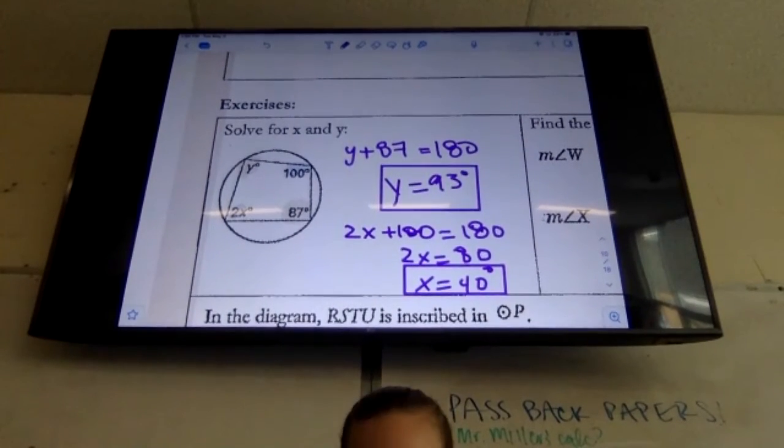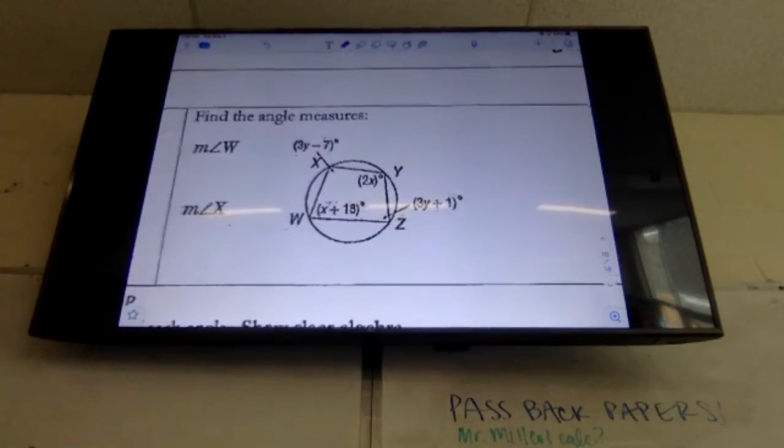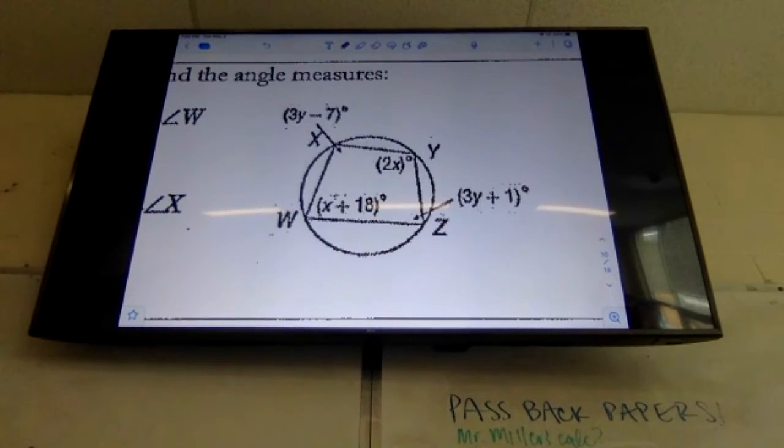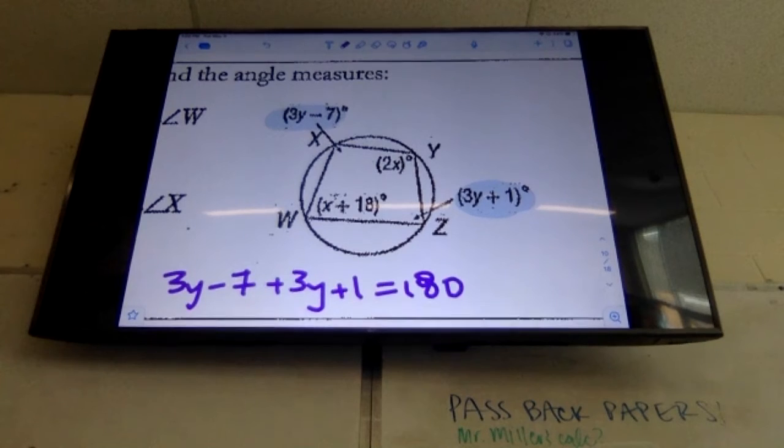All right, 2 more. Next one. Find the angle measures. What are we going to do here? Give me an equation, please. 3x minus 7 plus 3y minus 7 plus 3y plus 1. Okay, pause. 3y minus 7 plus 3y plus 1 equals 180. Could you solve that by itself? Yeah, you could.